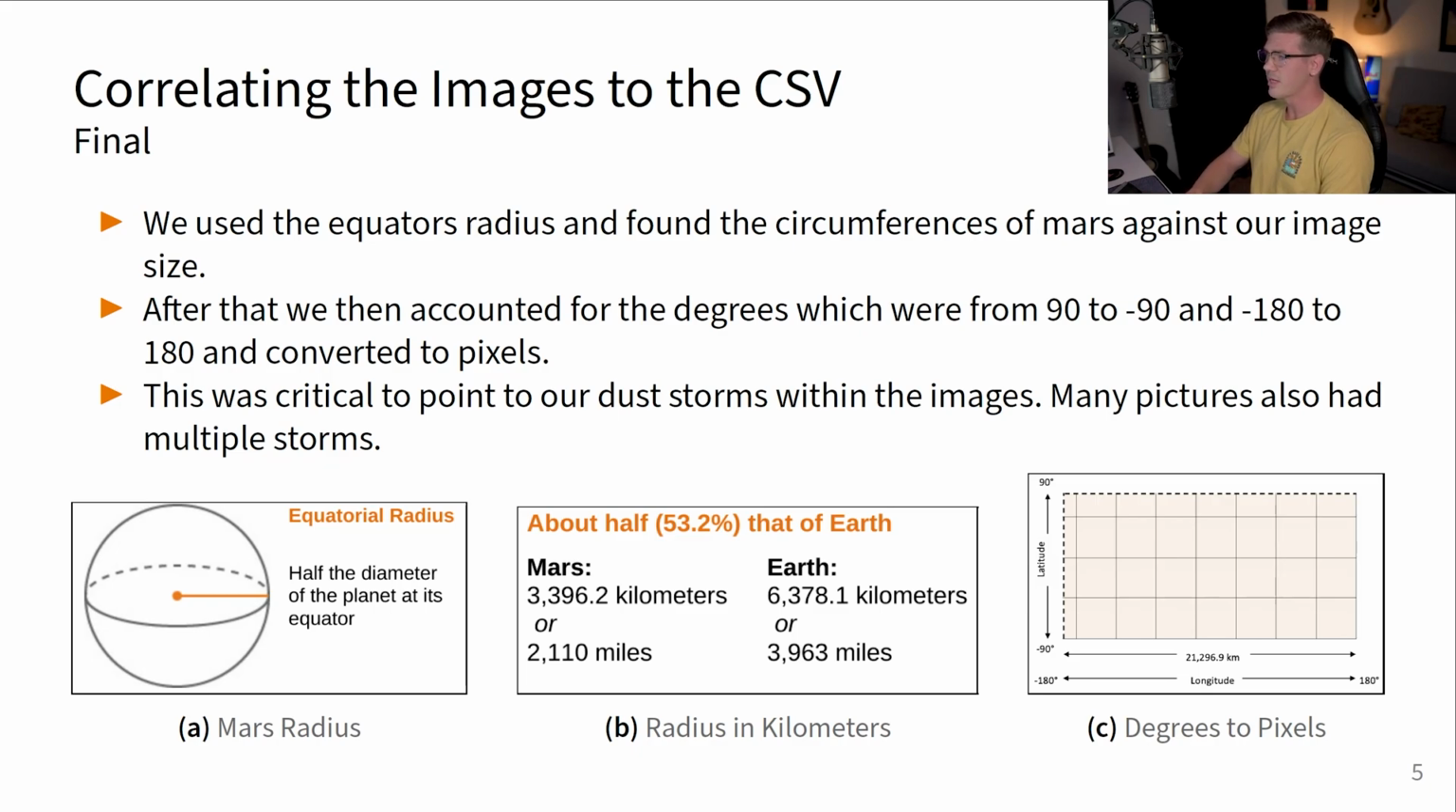We found that the radius of Mars was 96.2. We ended up rounding up. It wasn't a huge issue with machine learning, and it ended up filtering any inconsistencies out. Again, like I said, we had the degrees from 90 to negative 90 and then negative 180 to 180 and converting that to pixels. And that was crucial in finding the dust storms within the image itself.